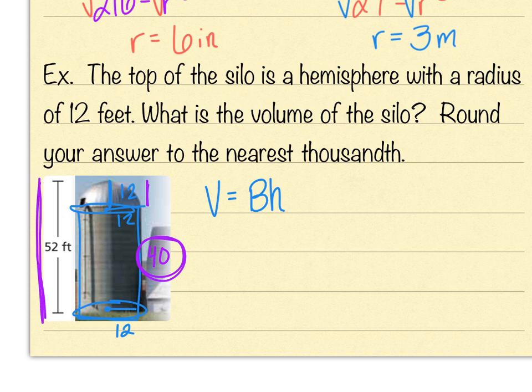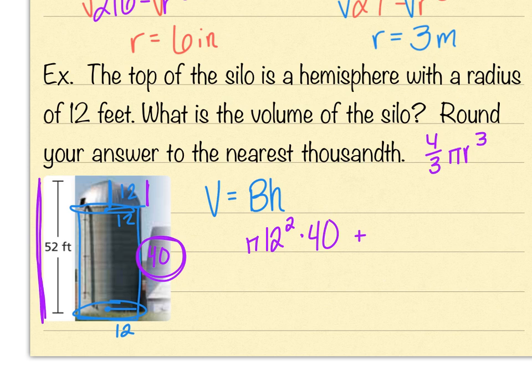So we've got area of the base, or pi times 12 squared, times the height, which is 40. And then we're going to add that with the volume of a hemisphere. Now, the volume formula obviously is 4/3 pi r cubed. Now remember, for surface area, when we cut the formula in half, we also had to add an extra circle.